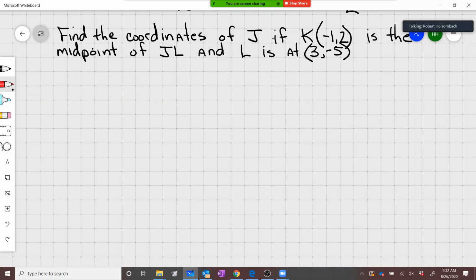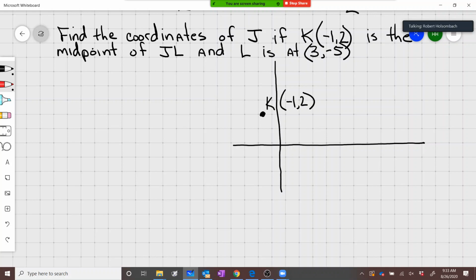Let's say this. We're going to find the coordinates of J. J is an endpoint. K is the midpoint. And L is another endpoint. So let's just say we've got this picture. Find the coordinates of J if K is at negative 1, 2. So let's say negative 1, 2 is about right here. This is K, and it's at negative 1, 2. And it's the middle.